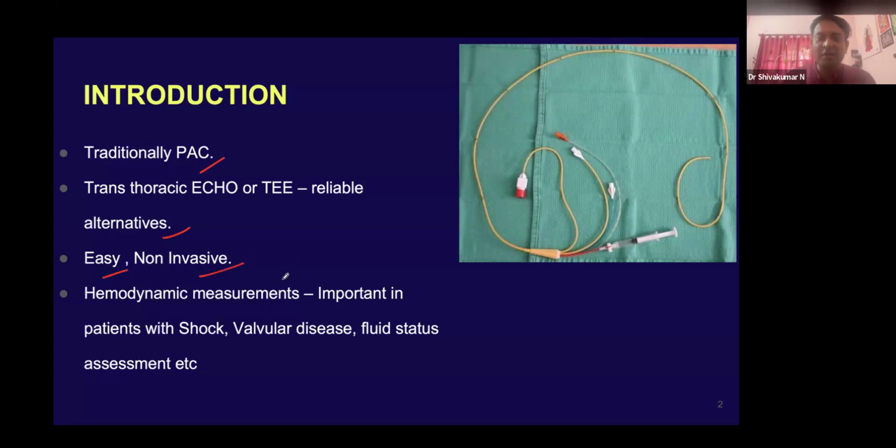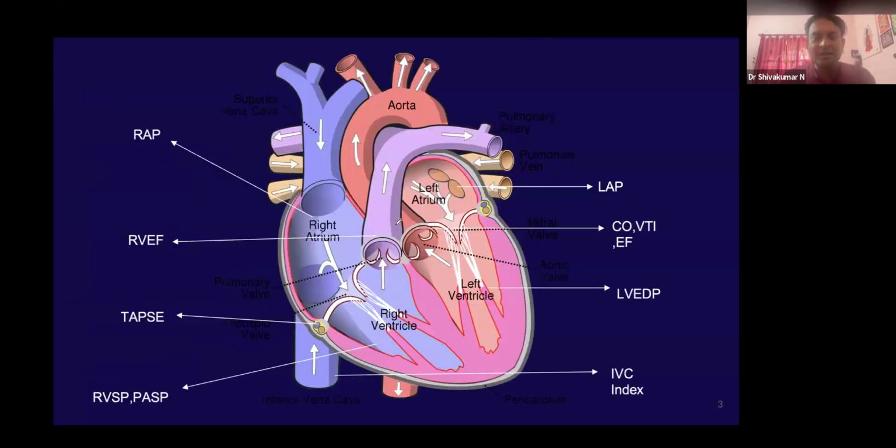Hemodynamic measurements become important, especially in patients with shock in the ICU, or in special settings where the patient has valvular heart disease, and also to assess the fluid status in the ICU. This is the overview of what I'll be talking about in the next 15-20 minutes.